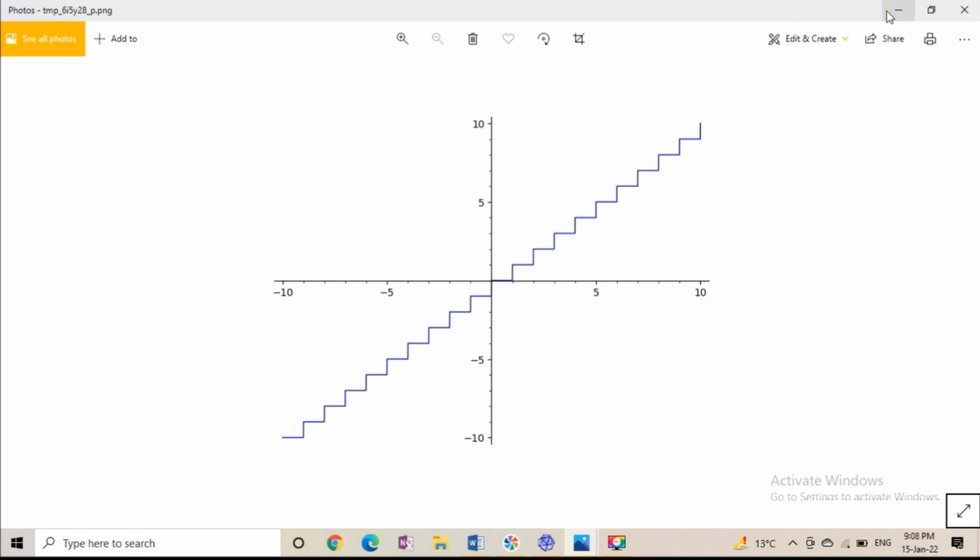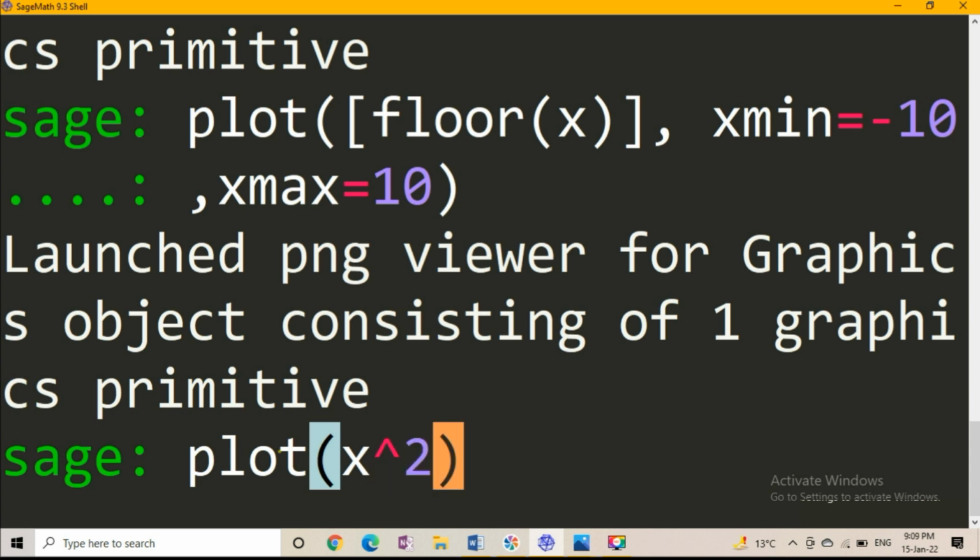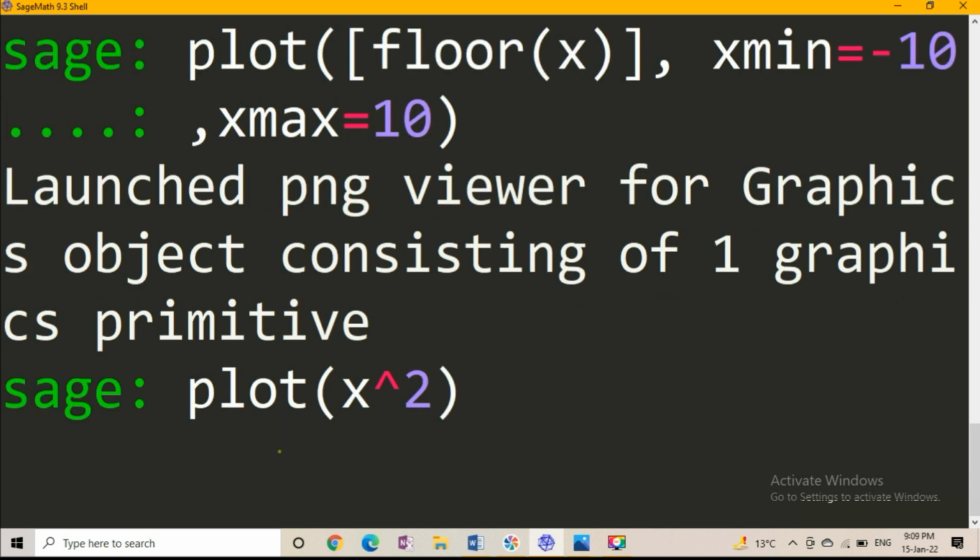Now we come to our next graph, x to the power 2n. For plotting x to the power 2n, we first plot the function x square, put x caret 2, and press enter.